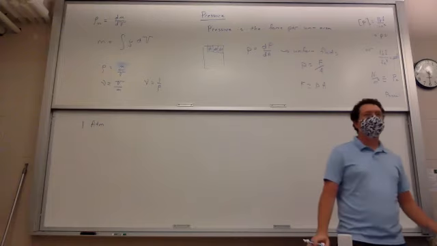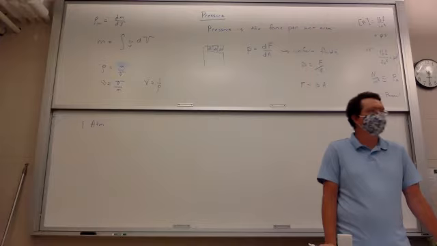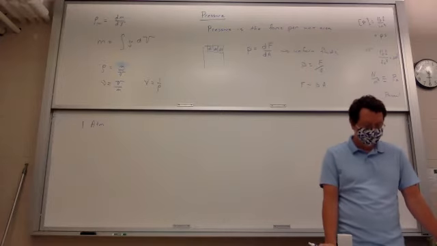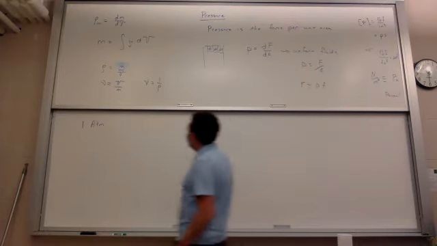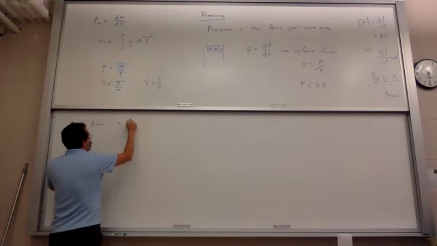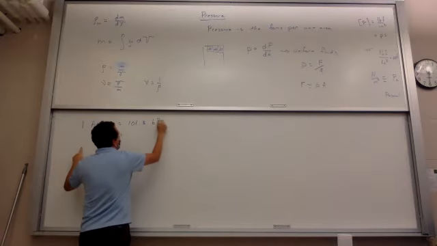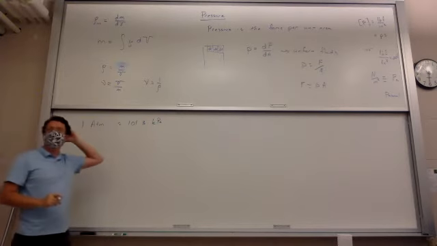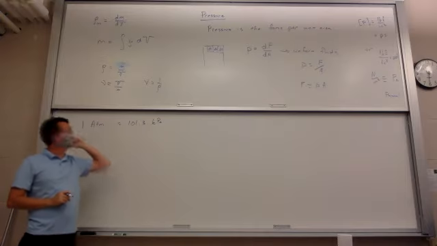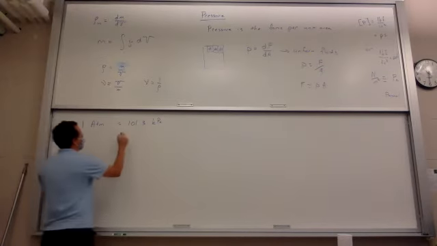Does anyone remember or know how that relates to any of the other numbers? It's okay if you don't. 1 atmosphere is the same as 101.3 kPa. What is that? Kilopascal. So it's 101,300 Pascal.